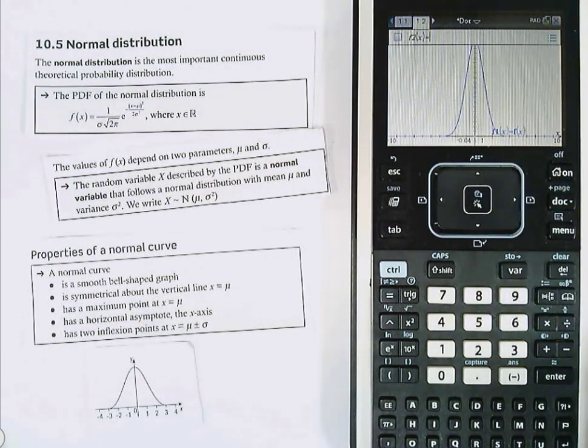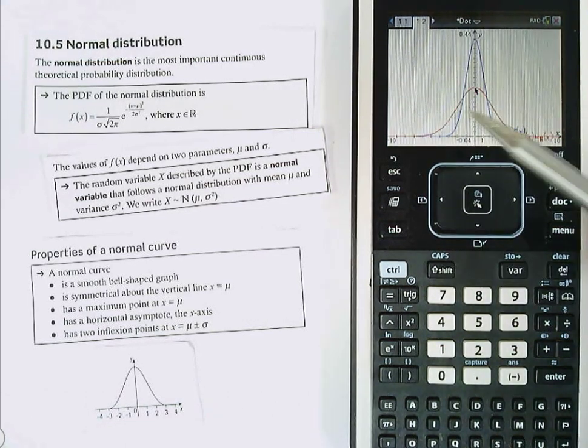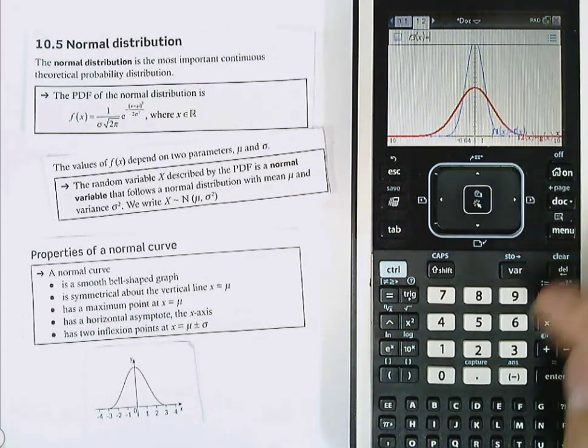But let's go ahead and put in the other ones. So I had f, I had g of x, and you can see what happened, right? The larger the standard deviation, the more spread out it gets, and then I can put in the h of x.